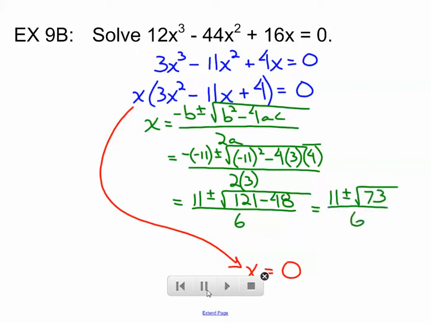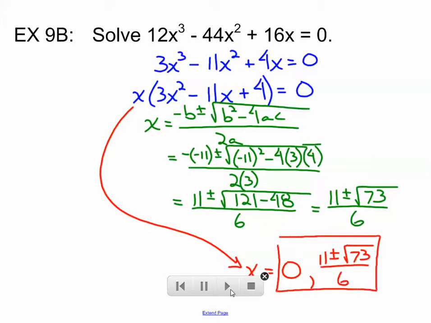Okay. Well, last time we had 121 inside the radical, but this time it's not a perfect square. Furthermore, 73 is not even divisible by a perfect square. We cannot simplify that radical. So those are your other 2 answers. Remember, we got 0 as one answer, and the other answers are 11 plus the square root of 73 over 6 and 11 minus the square root of 73 over 6. Those are our three solutions.